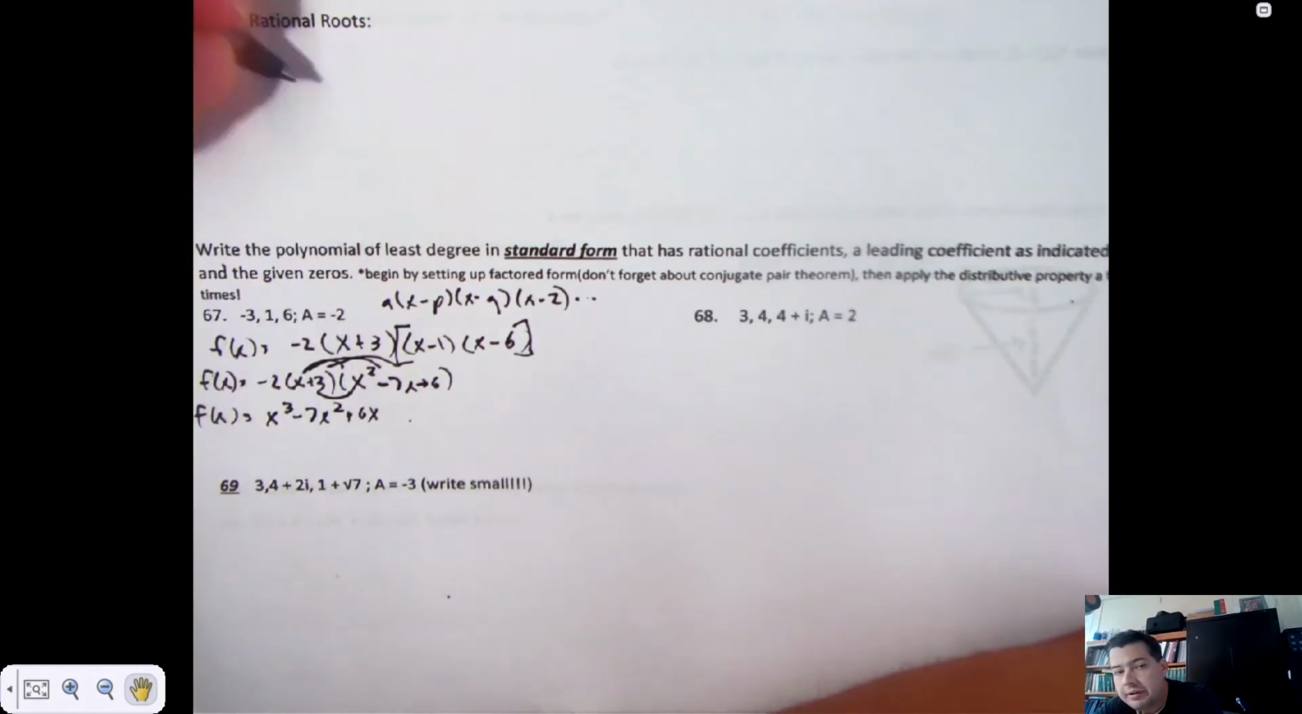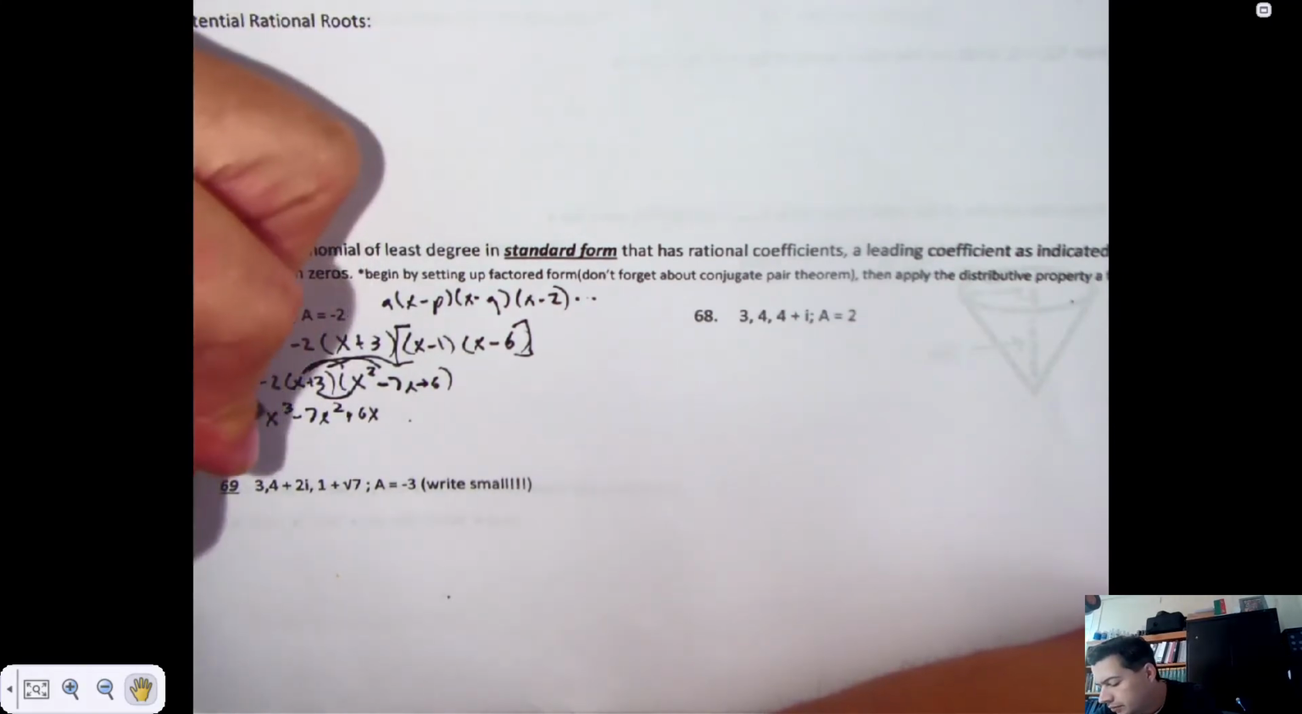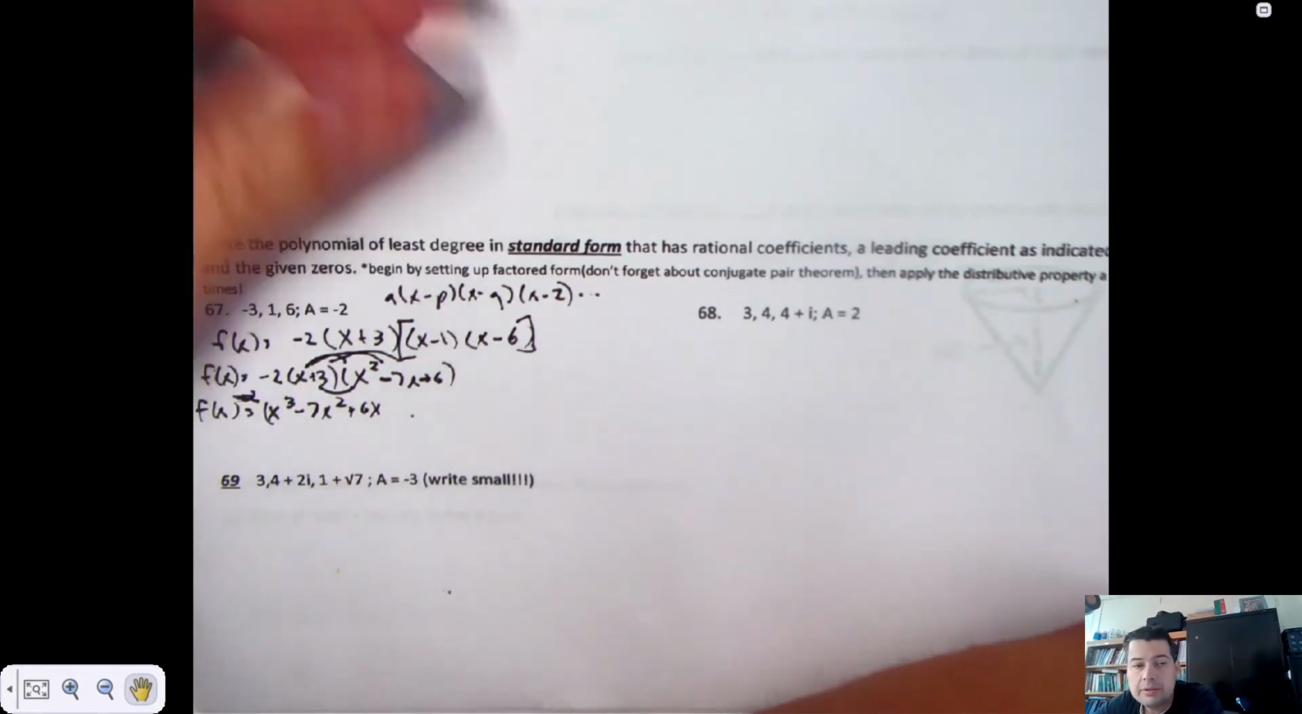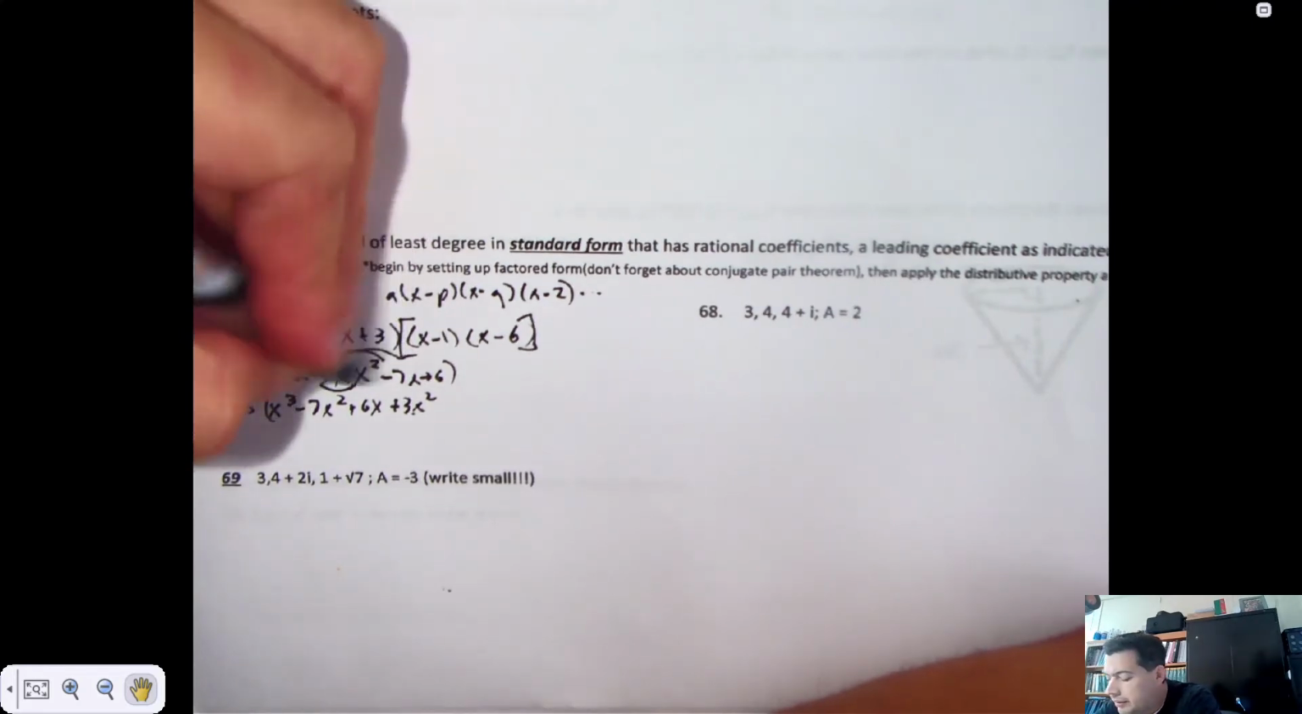Then I'm going to 3 everything. Oh, I need that -2 there. I kind of screwed up. I'll just put it on the back of the bus. If I 3 everything, I'd have a 3x squared. No, I need that -2 there. And minus 21x, and then plus 18.